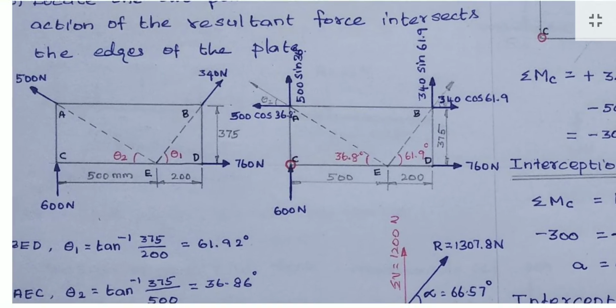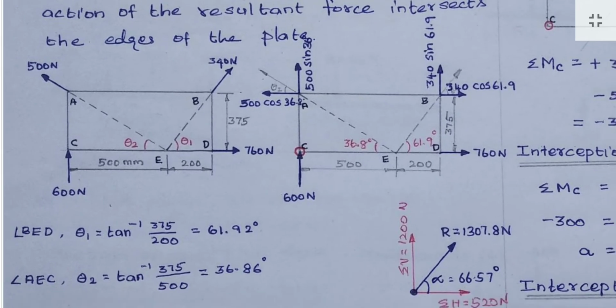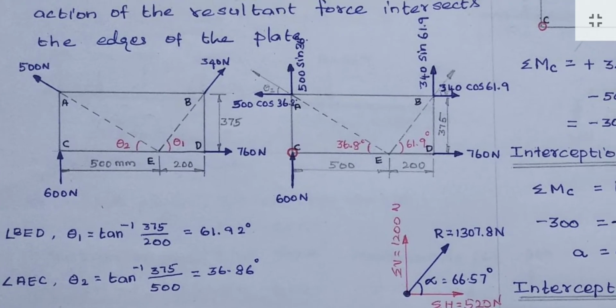So here, in order to solve this problem, we have to use the principle of resolution of forces. Resolution means we have to convert the inclined forces into vertical and horizontal forces. So here a 340 Newton force is there. This is an inclined force. We have to convert it into its horizontal component and vertical component.